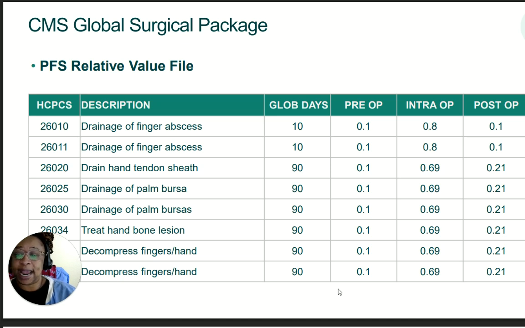Looking at code 26034, treat hand bone lesion. As you see, it has a 90-day global, which is a little bit different from the 10-day global. Anything related to that particular treatment of the hand bone lesion, we cannot bill additionally to the insurance because it's already been paid for in the global package, meaning that they won't pay anymore. Anything unrelated, they will pay for within the global period. But if it's related, they will not. Always keep that in mind.